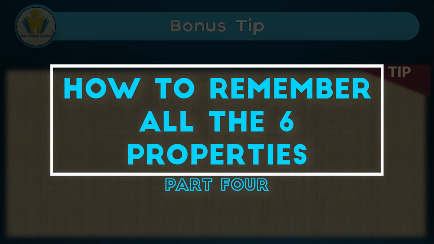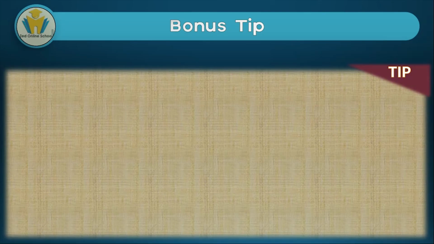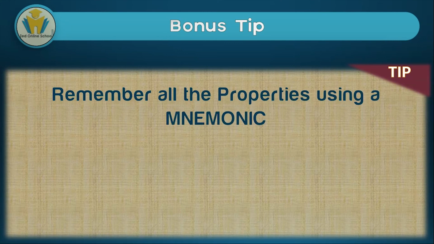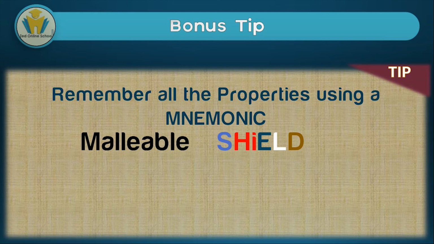Now, I'm sure you've noticed we've got quite a number of properties to remember, right? Today, I want to share with you a way you can remember each of these 6 properties. You won't need to be a genius to remember this, but they're just 2 words that you can use to remember these 6 properties of metals. The first word is malleable, and the second, as you have seen, is shield. It's quite an easy way in which you can remember these 6 properties.